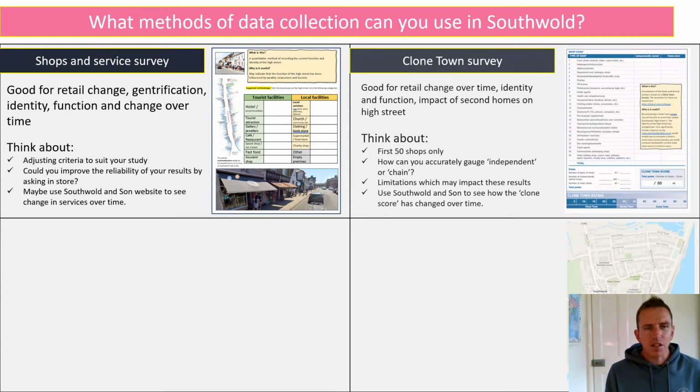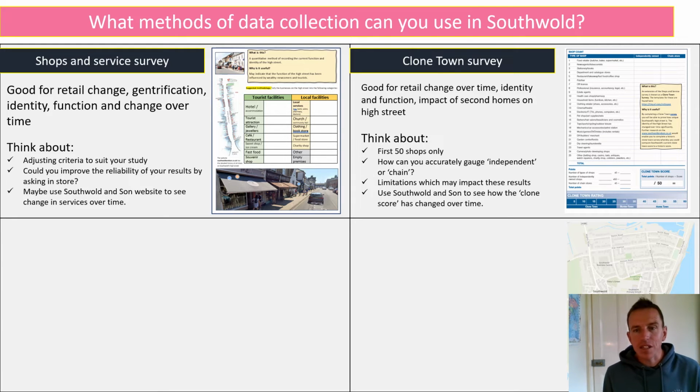Now, an extension to the shops and service survey, or perhaps a more scientific way of assessing the retail offer on Southwold High Street, is something called a Clone Town survey. With this, you're probably best just searching on Google for Clone Town survey, and this form comes up that's on the screen there. It's a form with two sides. That's the first side that you can see, and then there's a second side behind it, which almost describes the methodology that you need to take to complete the survey.